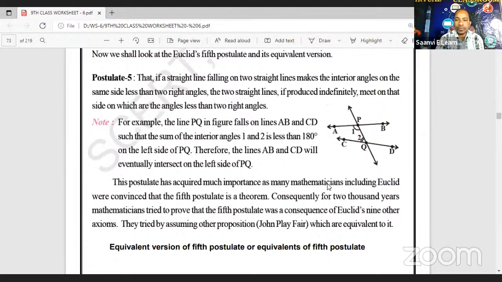So when the 2 angles are formed on the same side of this line, when we produce the lines AB and CD, they meet at a point. So this is the concept. Did you understand? Okay.